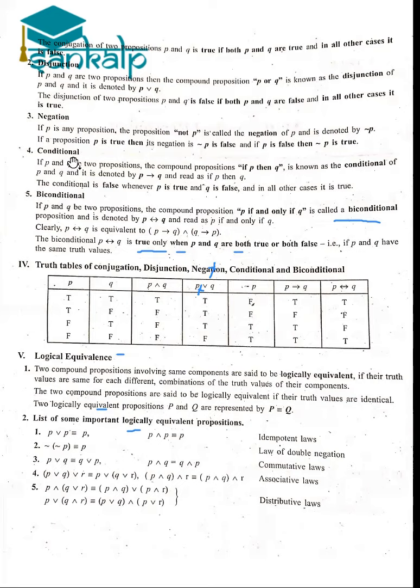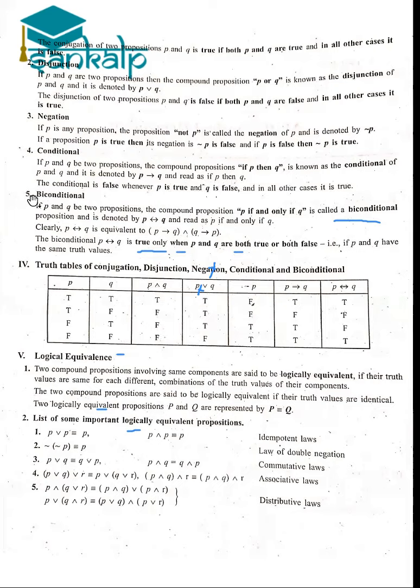The fourth one is the conditional. If p and q are two propositions, the compound proposition if p then q is known as the conditional of p and q, and it is denoted by p implies q and read as if p then q. The conditional is false whenever p is true and q is false, and in all the other cases it is true. Here in the figure you can see the first table.